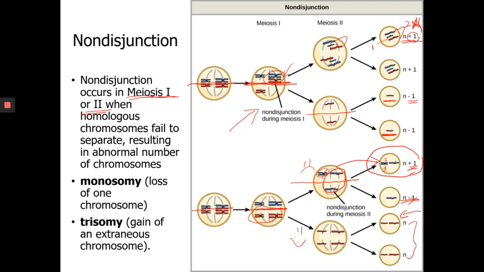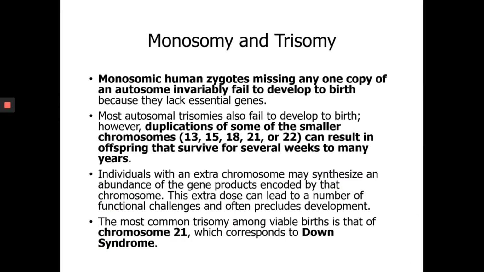Okay? So if you have 1 chromosome short, that's called a monosomy, and if you have an extra copy, that's called a trisomy. All right. So what is Down syndrome then? So Down syndrome, you have trisomy because you have a partial or complete extra copy of chromosome 21. So you have an extra copy, so that's trisomy.